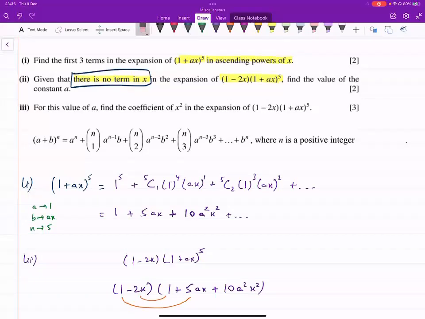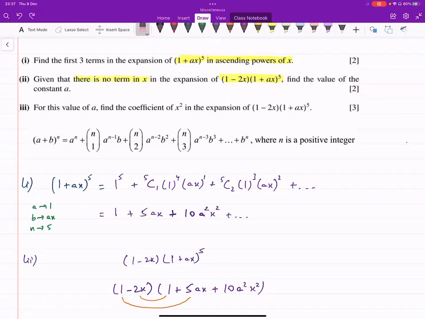What does this mean? No term in x का मतलब है कि x का कोएफिशिएंट 0 होना चाहिए. x term कैसे एलिमिनेट होगी? अगर उसके साथ जो कोएफिशिएंट है वो 0 हो जाए. So given that there's no term in x in the expansion of this thing, you have to find the value of the constant a. So what are we looking for? We're looking for the x term.